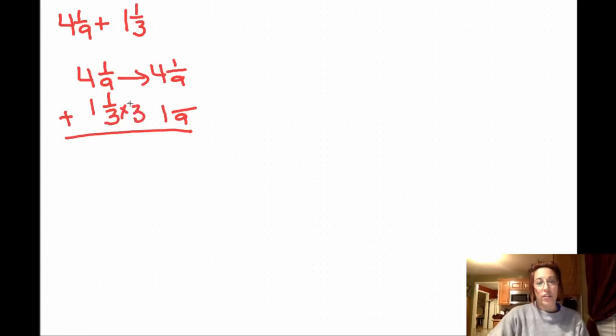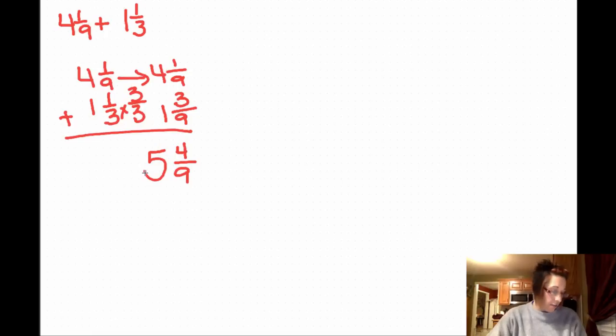3 times 3 is 9. 1 times 3 is 3. So 1 plus 3 is 4 ninths. 4 plus 1 is 5. So our answer is 5 4/9.